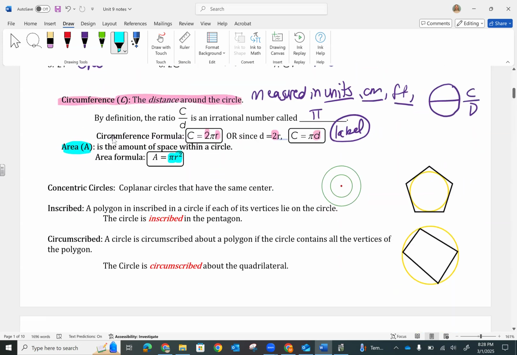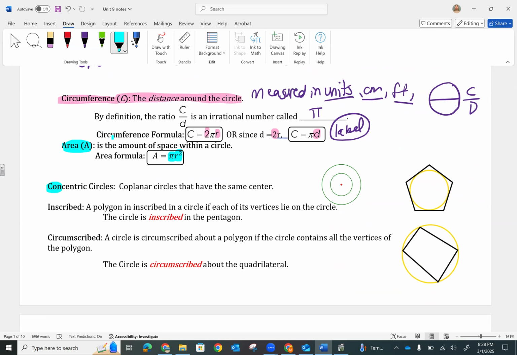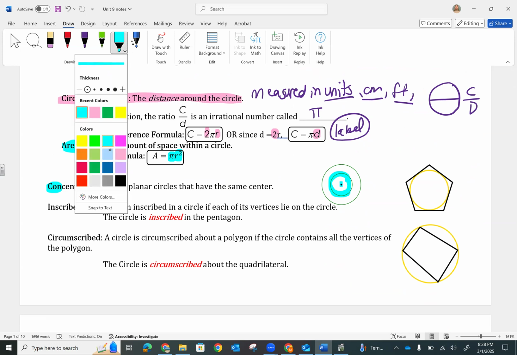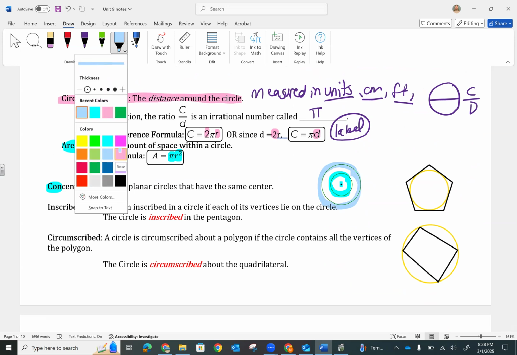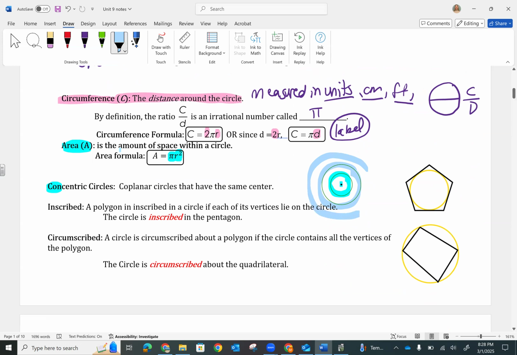Concentric circles: concentric means the same center. If you take a circle with a center there, and then you draw a circle with the same center but a little bit bigger radius, you get another circle. Draw another with the same center and a slightly bigger radius, and you get concentric circles.